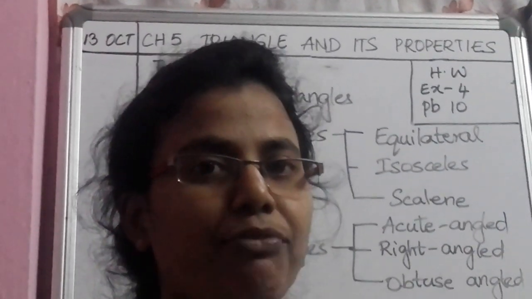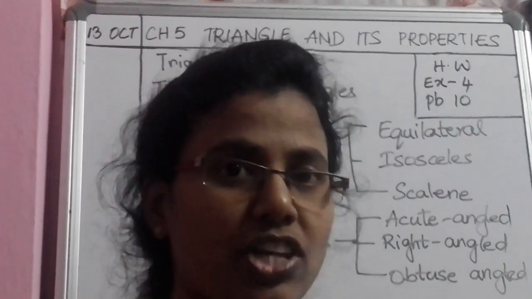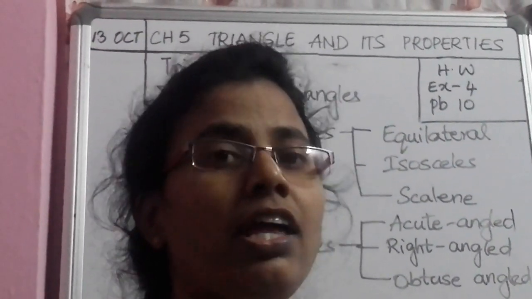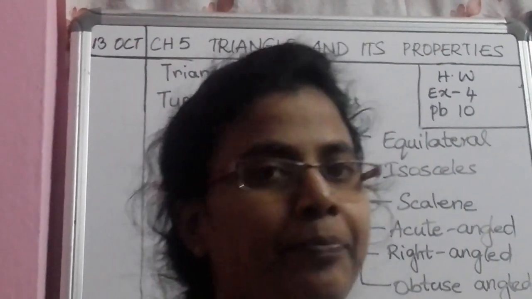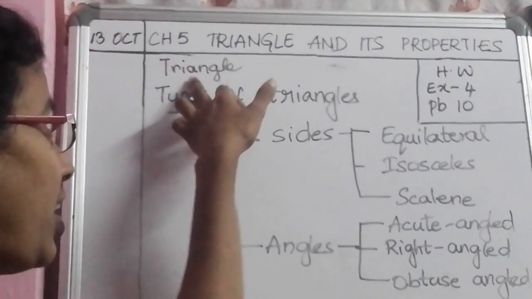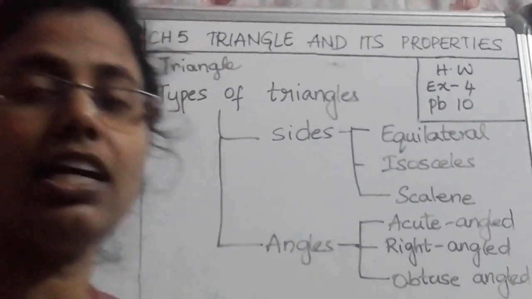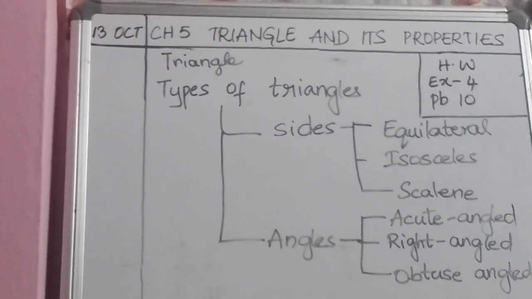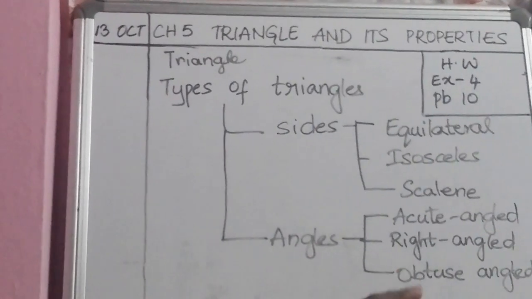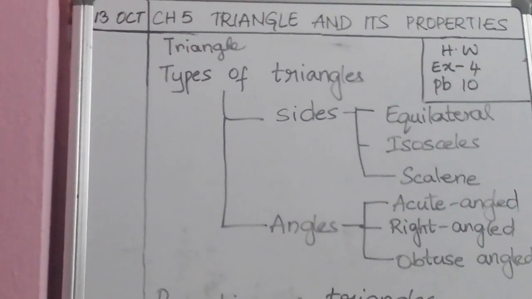Okay, with that we have finished this exercise 4 and this chapter also is finished. Now, let us review whatever we have learnt in this chapter. So, here we have learnt what a triangle is. A triangle is a closed figure with 3 line segments. It has 6 elements: 3 sides and 3 vertices.